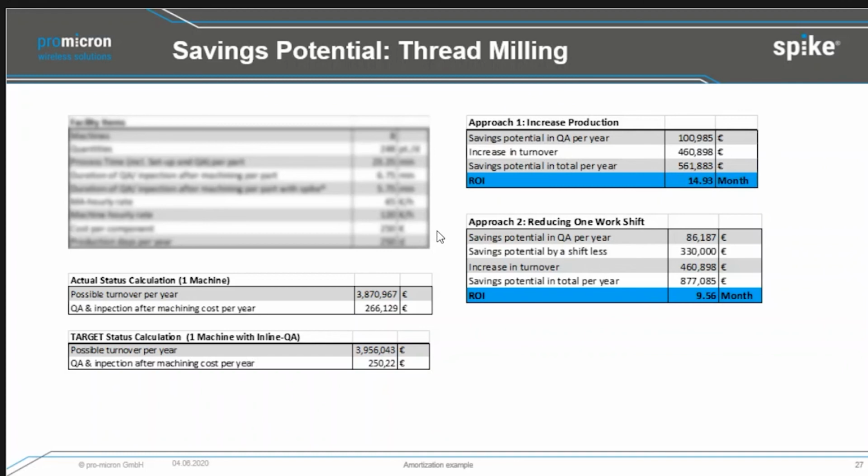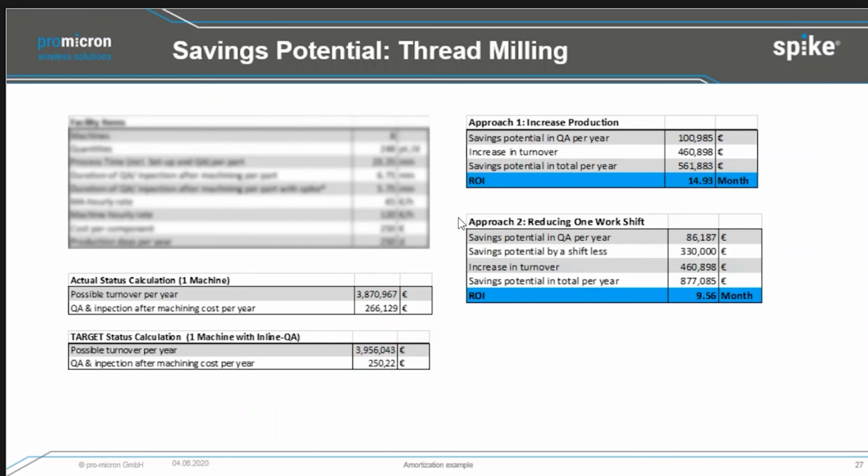That's because your quality check on the machine takes longer than the process itself. So with the Spike, we were able to monitor this process in line, and give him quality-related data, so he is able to see straight away if his part is good or not. So he can get rid of the QA costs and time. Within 15 months, he'll amortize his investment by only having an inline quality check.